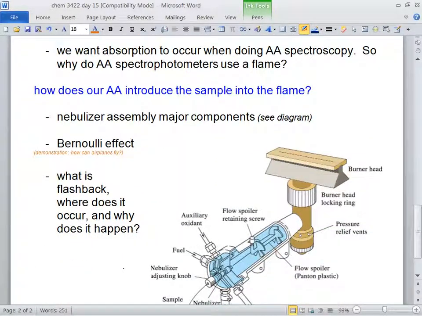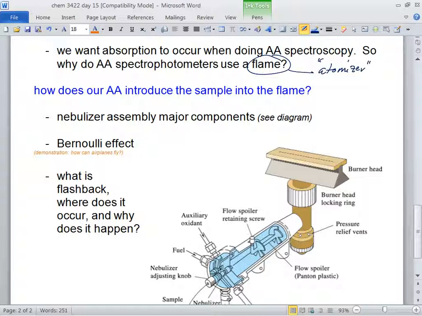So we want absorption to occur when doing AA spectroscopy. So why do we have a flame? That's a tough question. Molecules in their excited state? Well, we're doing absorption spectroscopy, though, so we don't care if we get a little bit into the excited state. What I think really helps me is the word atomizer: the flame is our atomizer. I don't know if that's the best word for this, but we're doing what type of spectroscopy? Atomic absorption. So we have to have atoms.